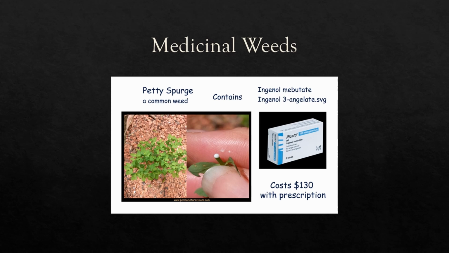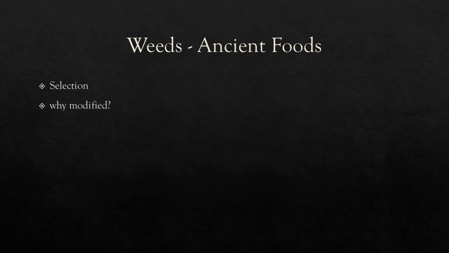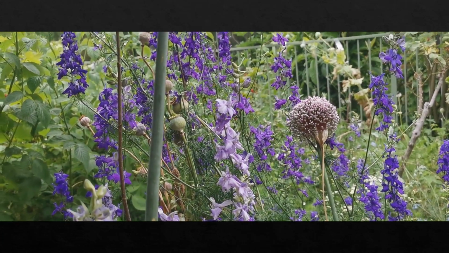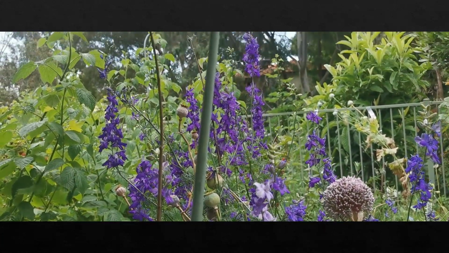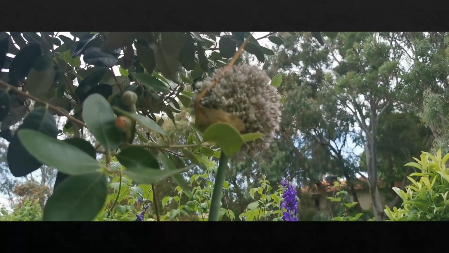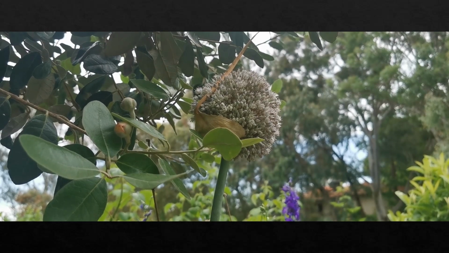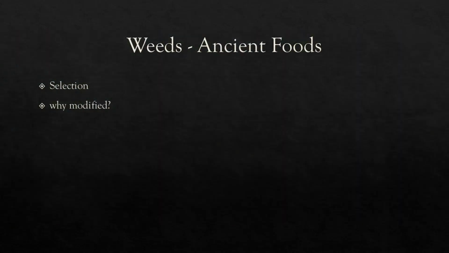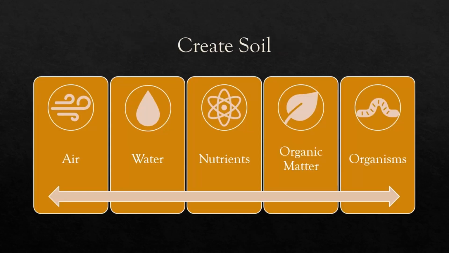There are medicinal weeds, for instance. This common weed that I know as petty spurge contains a chemical that my family have been prescribed to reduce their skin cancers. Many weeds are the forefathers of ancient foods. And the reason why we don't eat them now is because humanity has modified many of these foods so that they're easier to harvest, more palatable, and have less defensive chemicals in them. So be careful. Some of them are highly toxic, but some of them are fine.